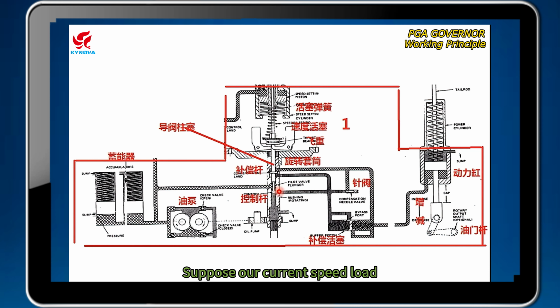Suppose our current speed load is relatively large. The speed decreases. The centrifugal force of the flyweight will decrease. Because under the action of spring force, the pilot valve will drop down. It opens the oil loop. It allows the hydraulic oil to enter the compensator.